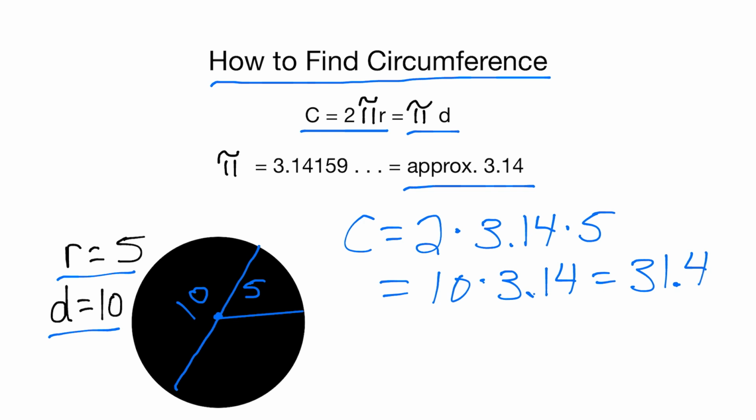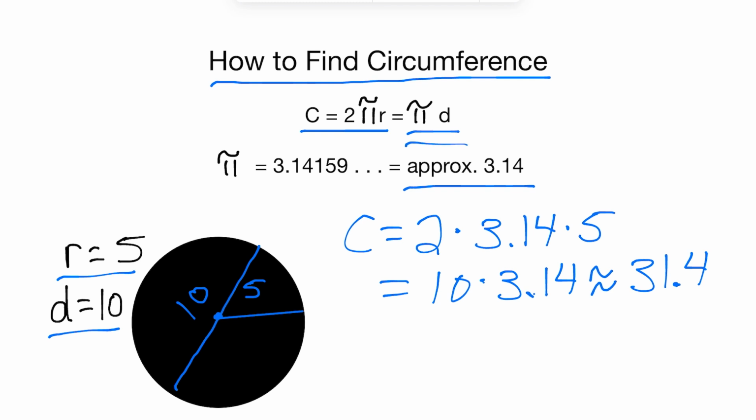I don't have units in this problem. If you did have units, you would just use the units. It's not square, it's just one dimension for the circumference. So truly, we could call this approximately here. It's our approximation of the circumference. So we could give it a wavy equal sign to show it's approximately equal to 31.4.